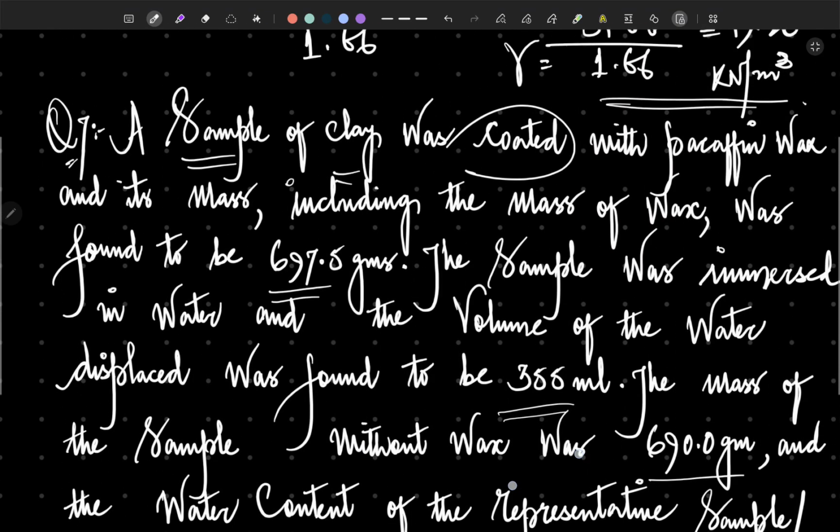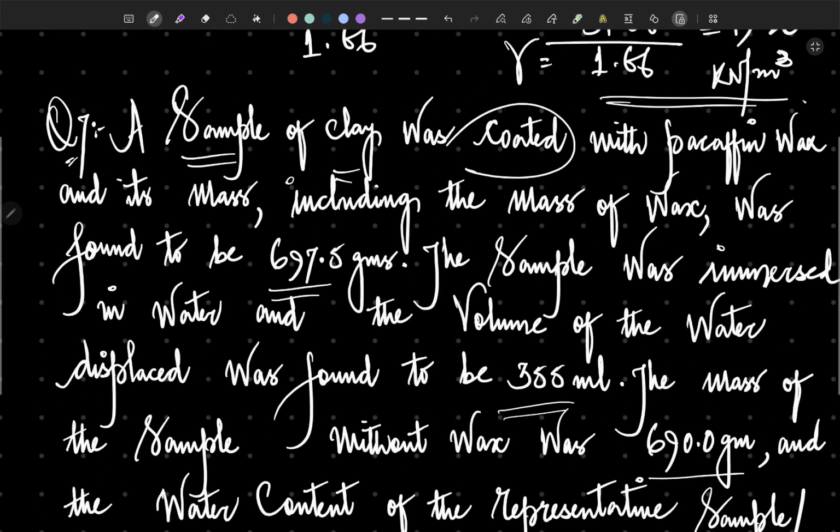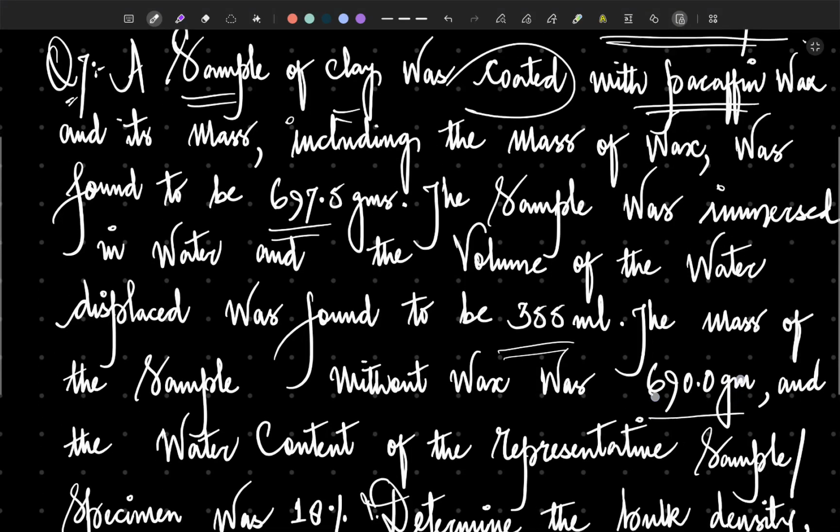We know the mass of a sample of clay which was coated with paraffin wax so that it may not disintegrate in water. That's why we coated it with wax before using the water displacement method. Including the mass of the wax, it was found to be 697.5 grams.